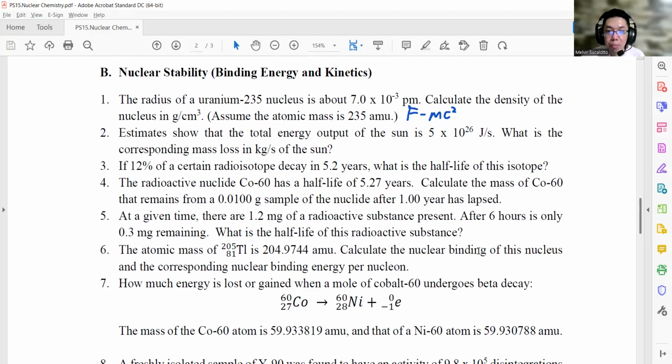Ano po yung amu to grams? Atomic mass unit. Conversion. Tama? So, that's 1 gram is equal to 6.022 times 10 to the 23rd amu. Avogadro's number. Okay, I forgot.